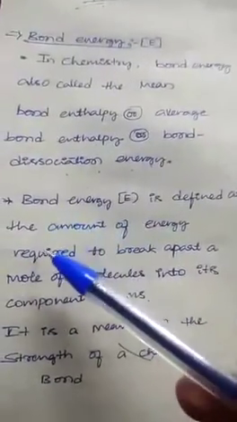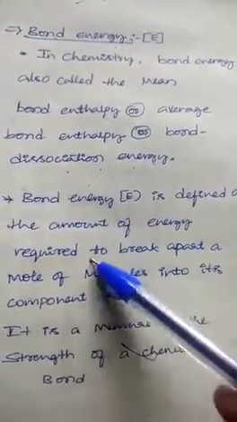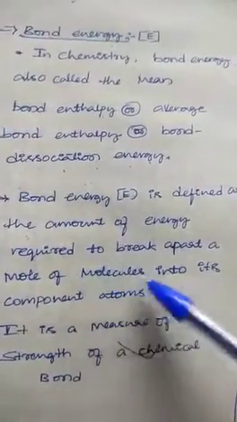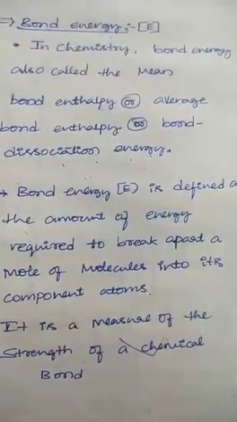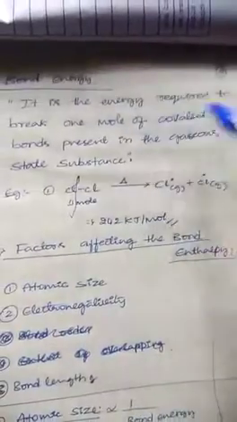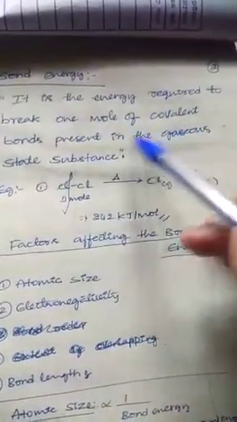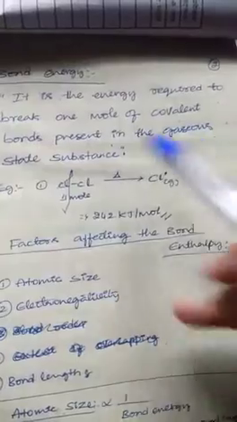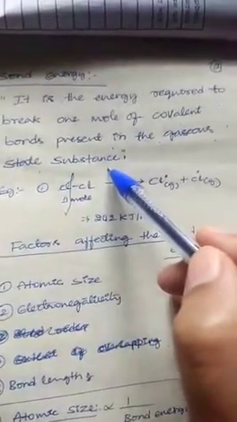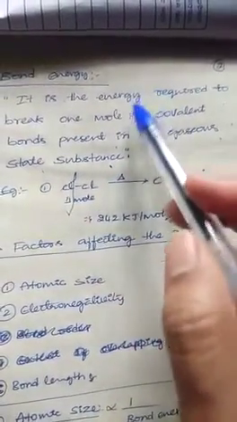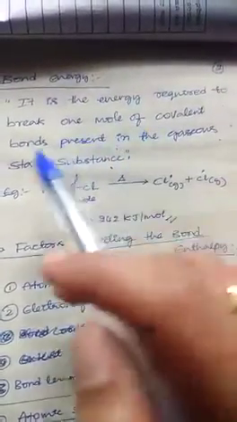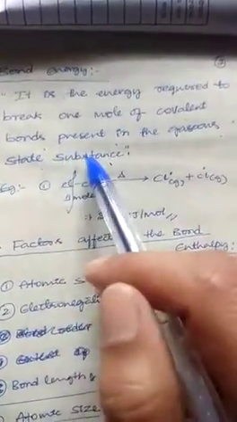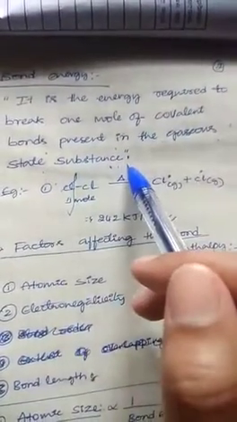It defines the amount of energy required to break apart a mole of molecules into its component atoms. Or one more definition I will give. It is the energy required to break 1 mole of covalent bonds present in a gaseous state substance. So, bond energy is the energy required to break 1 mole of covalent bonds present in a gaseous state substance.